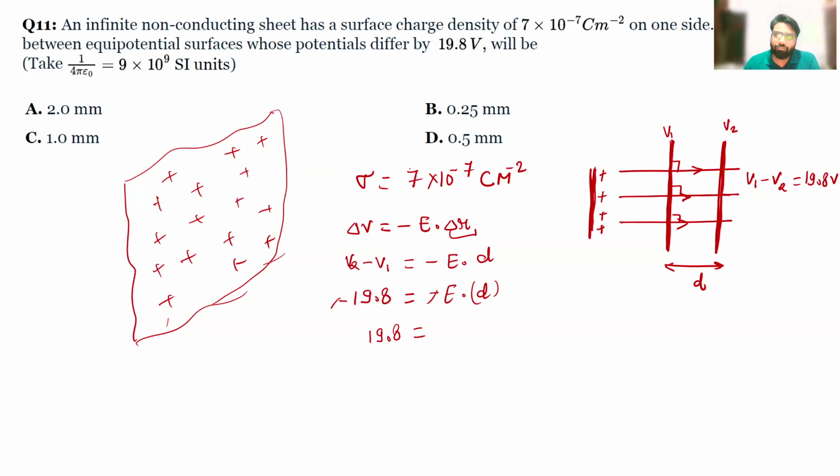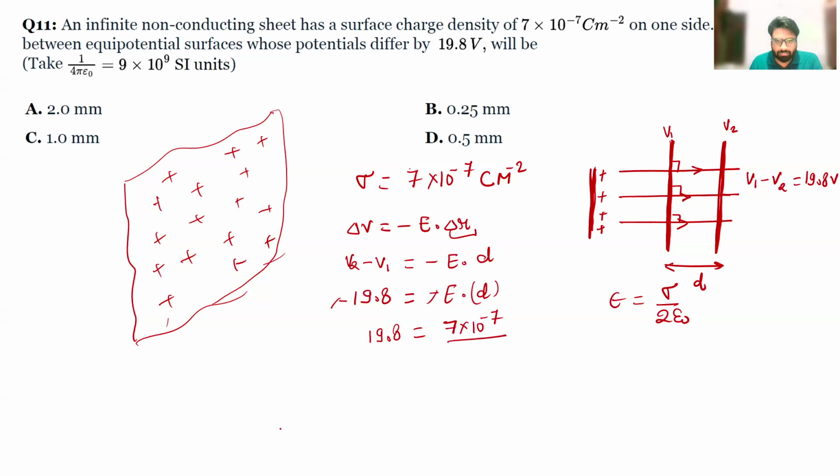Now we know the formula that for a non-conducting thin sheet, when we apply Gauss's law, we derive the result that the electric field is nothing but sigma upon 2 epsilon naught, where sigma is the surface charge density of that particular sheet. Now, this is the electric field, which is sigma upon 2 epsilon naught. Sigma is 7 into 10 raised to the power minus 7, given to you.